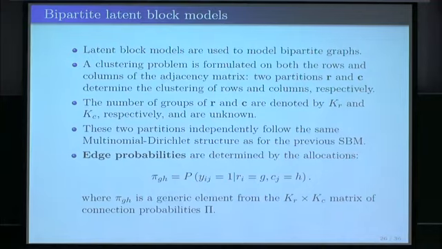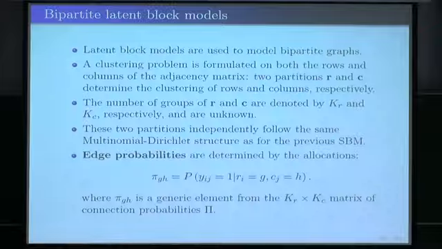Right, so the final example is a so-called latent block model. This is one that can be used to model bipartite graphs. Think back to the congressional problem I showed you at the start. The problem here is that we want to cluster both the rows and columns of that potentially non-square adjacency matrix. So we have two partitions, R and C, for the rows and columns respectively. The number of groups for both rows and columns are the variables KR and KC respectively.